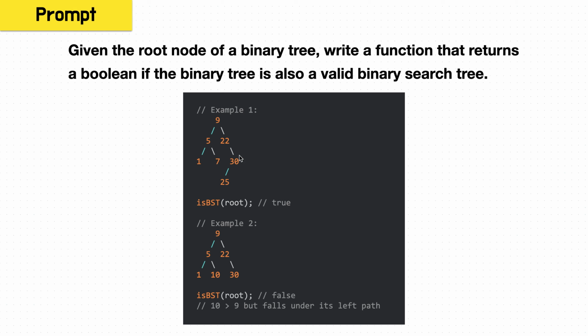If we look at this first example, it returns true because all the items left of every node are smaller and all the items right of every node are larger. In our second example, it returns false because this 10 is larger than 9, even though it's to the left of it in its subtree.